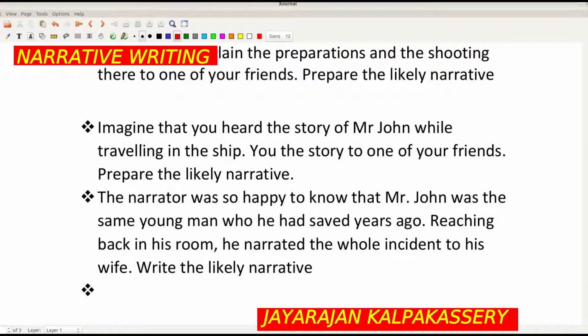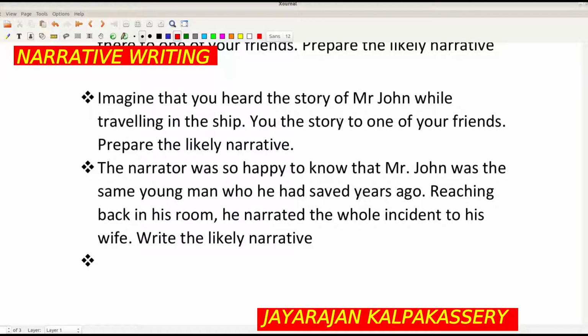Third one, imagine that you heard the story of Mr. John while traveling in the ship. You said the story to one of your friends. Prepare the likely narrative. You narrated. The narrator was so happy to know that Mr. John was the same young man whom he had saved years ago. Reaching back in his room, he narrated the whole incident to his wife. Write the likely narrative.